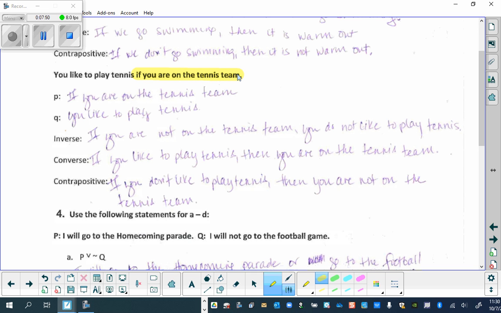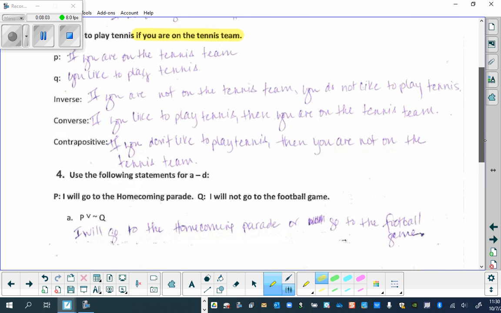This next one is a little bit more interesting because my if and my hypothesis is in the second half. So when I do my implication, it's if you're on the tennis team, then you like to play tennis. And my inverse, converse, and contrapositive go from that P and Q. Make sure you look for the if.